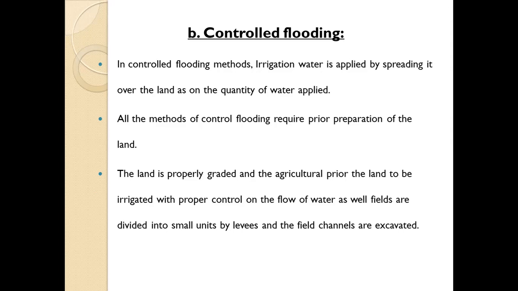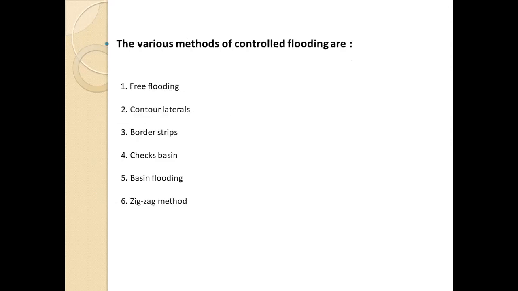So for this proper control of the flow of water, we have to divide the land into small units by borders and field channels, right? So that we can control the flooding. The various methods of controlled flooding are, so there are six methods of controlled flooding, right?